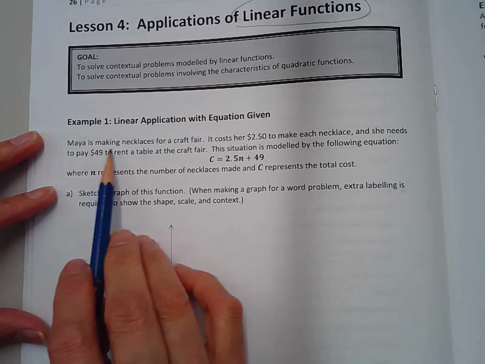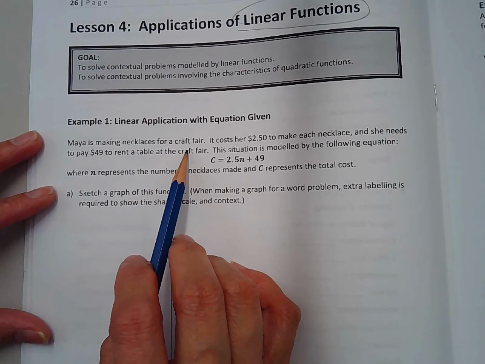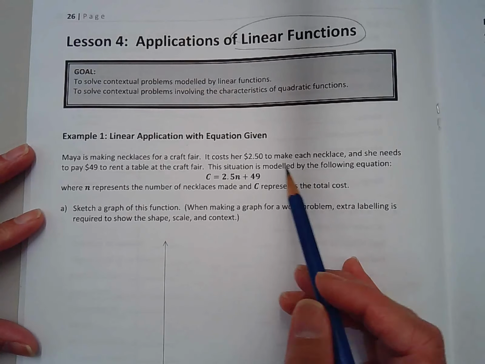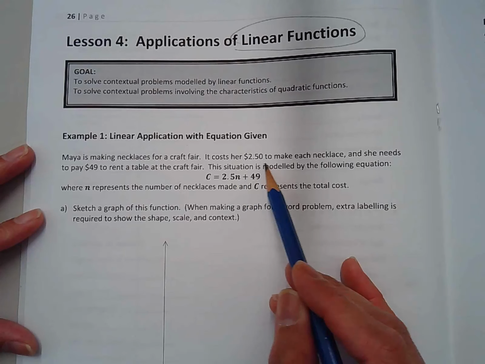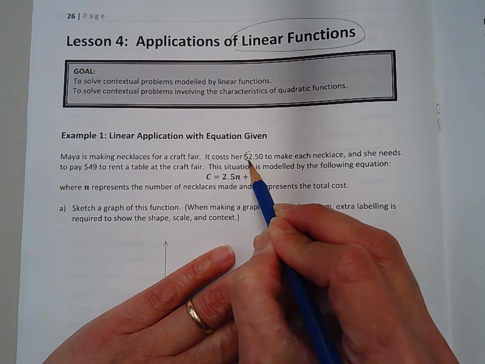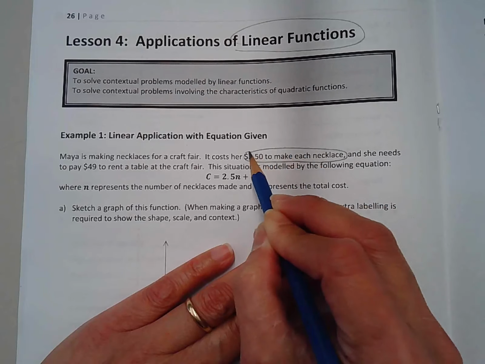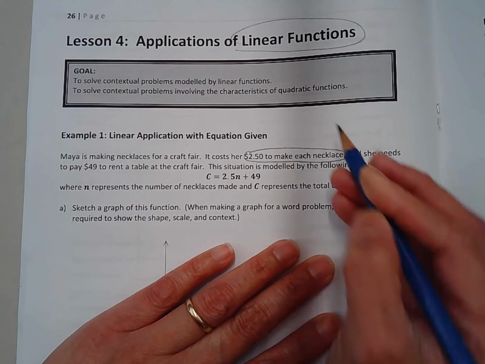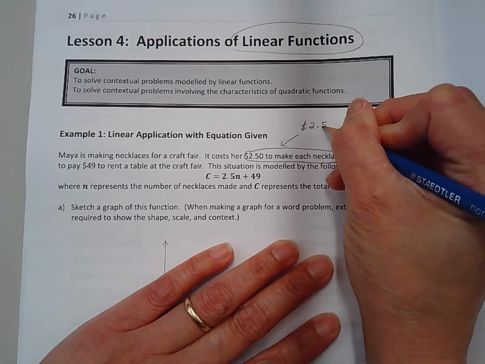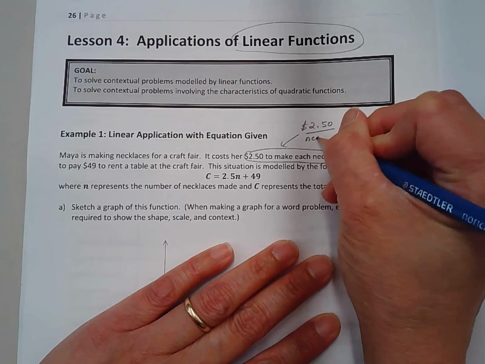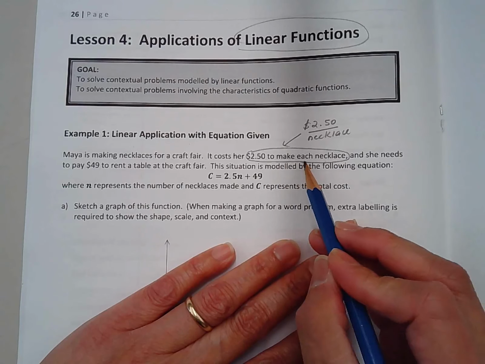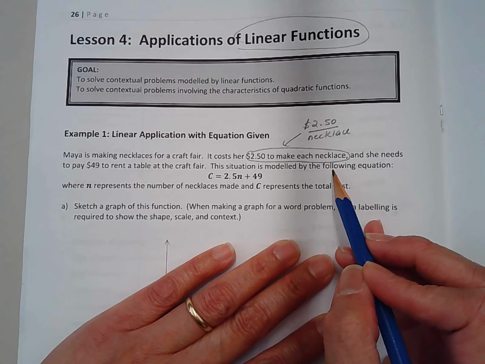So it says here, Maya is making necklaces for a craft fair. Okay, necklaces. This is on page 26. It cost her $2.50 to make each necklace. Okay, focus on that one. $2.50 each necklace. So that kind of tells us it's $2.50 per necklace. That's what it means.